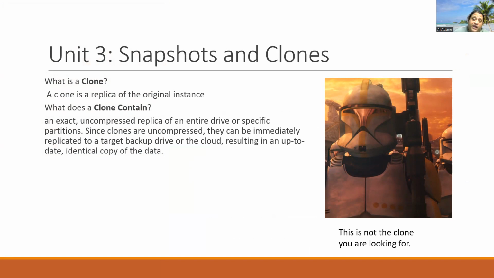What does a clone contain? An exact uncompressed replica of an entire drive or specific partitions. Since clones are uncompressed, which means they're not shrunken down, they can be immediately replicated to the target backup drive or the cloud, resulting in an up-to-date identical copy of the data. Hopefully that made sense. It's just a big main copy of it.